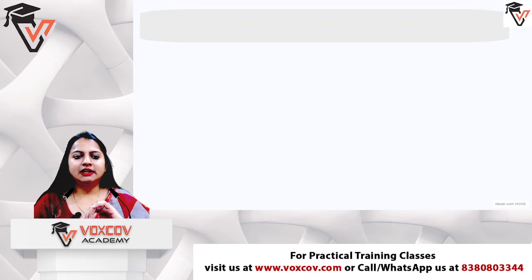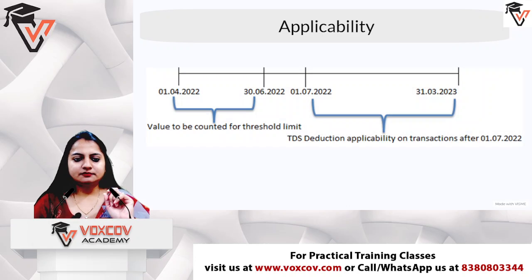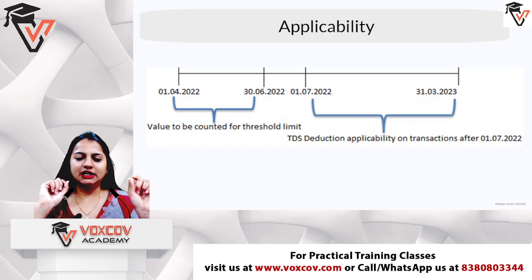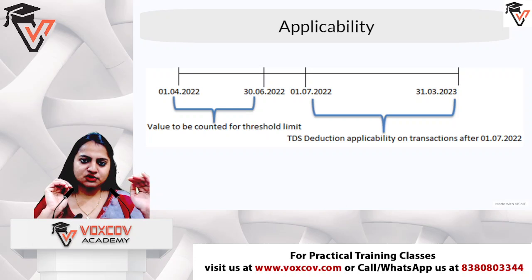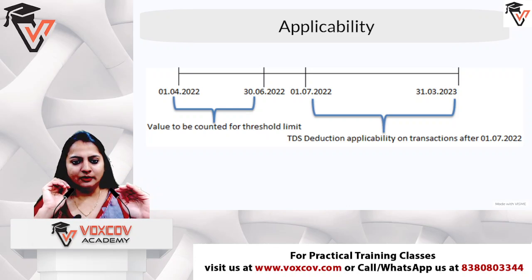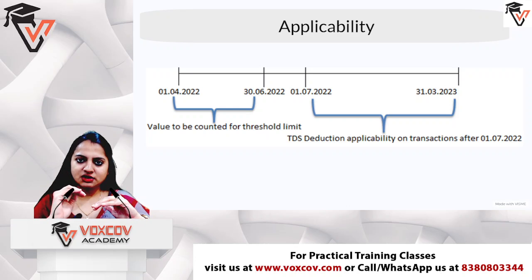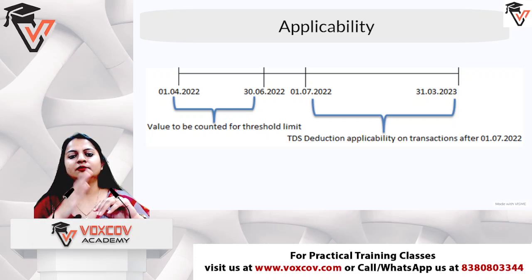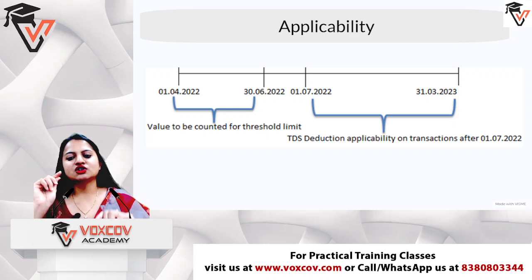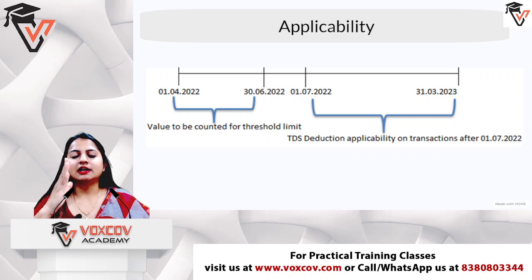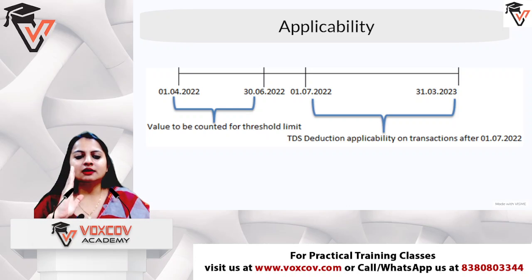Now we'll talk about the actual applicability. For calculating the value of the threshold limit, the transactions with the deductee need to be counted from 1st of April 2022. But the deduction part needs to be checked from 1st of July 2022. So TDS deduction applicability on transactions will start from 1st of July 2022, but the value to be counted will be from 1st April.